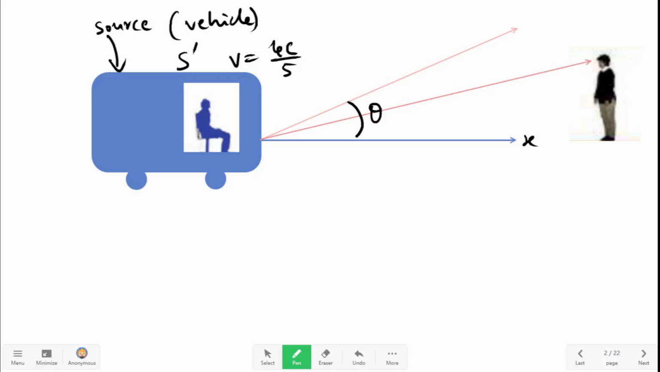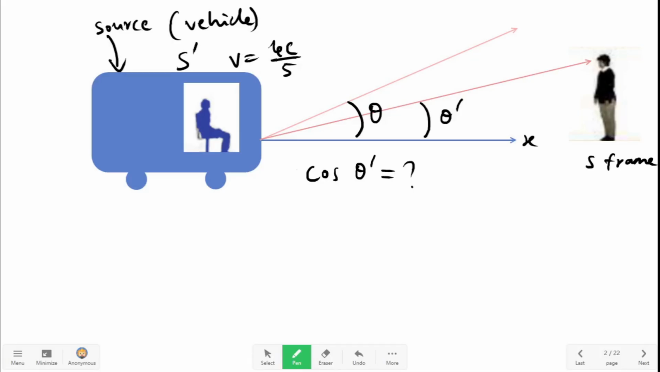Now when viewed from S frame, so this is S frame, an observer outside. When viewed from S frame, the light beam makes an angle theta prime with the x-axis. We need to find the value of cos theta prime.